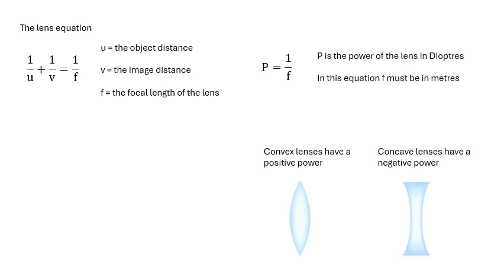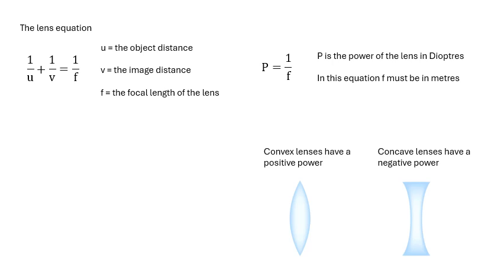There's another equation we need to know. P, big P, is 1 over f, and big P is called the power of the lens, and power of a lens is measured in diopters. A convex lens, or a converging lens is another name for it, has a positive power, and a concave lens, or a diverging lens, has a negative power.